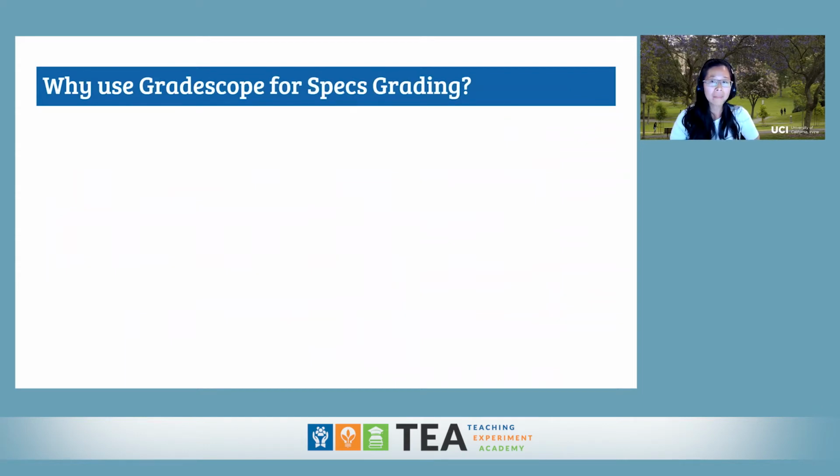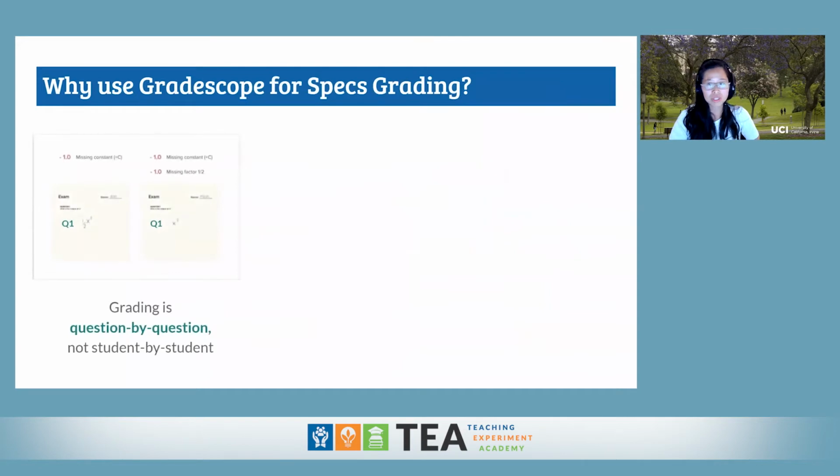So the main appeal of Gradescope, especially for specs grading, is that unlike Canvas's SpeedGrader, grading in Gradescope is actually done question by question and not student by student. So this makes it a lot easier for TAs to grade consistently and really lets them focus in on the class's understanding of a specific question. And actually, it's also a lot easier to gauge when you're grading the same question for each student rather than grading an entire assignment and then grading the next student's entire assignment. So that really helps with that consistency.